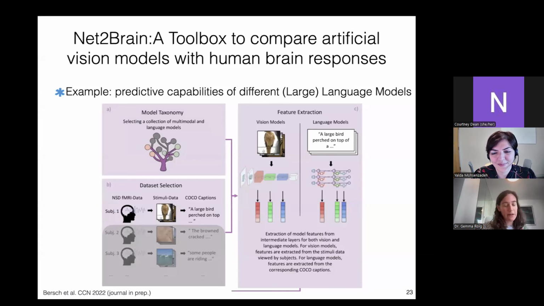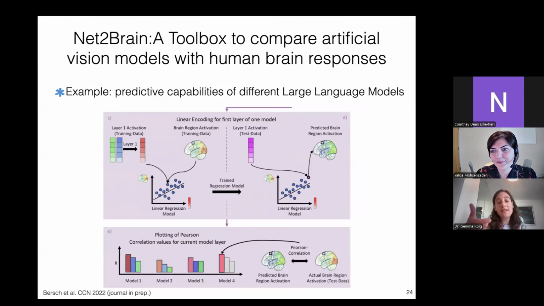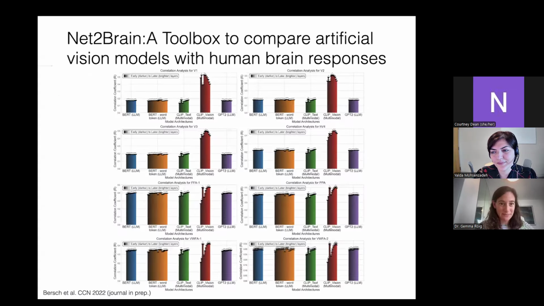Then we can have the second step, which is the data selection. In this particular example, we use the NSD, the Natural Scenes Dataset. Then the step of feature extraction: once we have selected the models, we can get the model representations to compute the alignment on all the models that we have selected. And then we can find this prediction, in this case with linear encoding, but as I said, one could also use RSA or other functions to compute this alignment. And finally, of course, we get some plotting to be able to interpret our results.